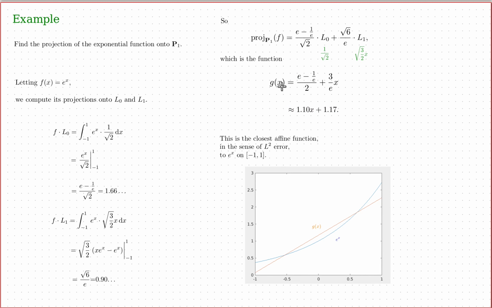So that is the closest affine function to the exponential function, at least in the sense of L2 error, and when we restrict our attention to the interval from -1 to 1. So the projection is in orange here, right? That's our projection G, and the exponential function is the blue curve. So you can see it's not a bad approximation. I mean, there's a limit to how well you can approximate the exponential curve with a straight line, but this is the best way to do it, at least in the sense of L2 error.